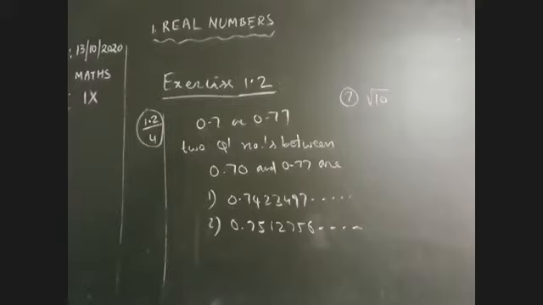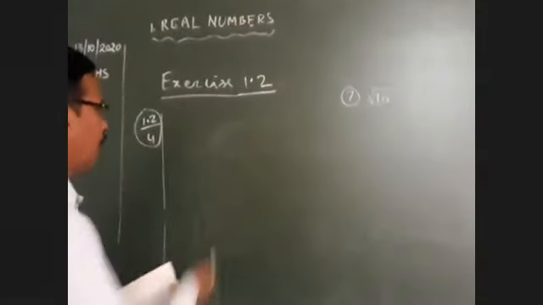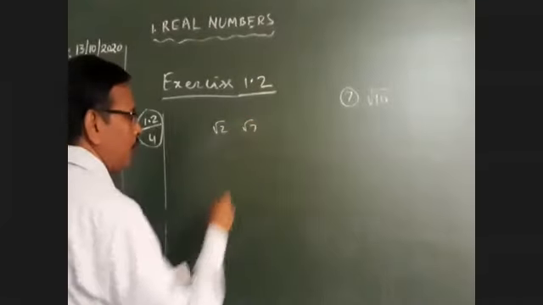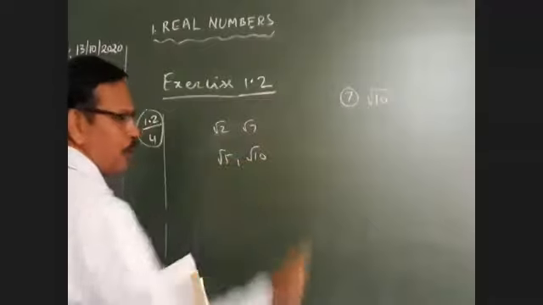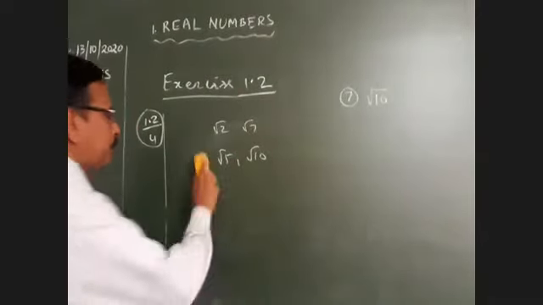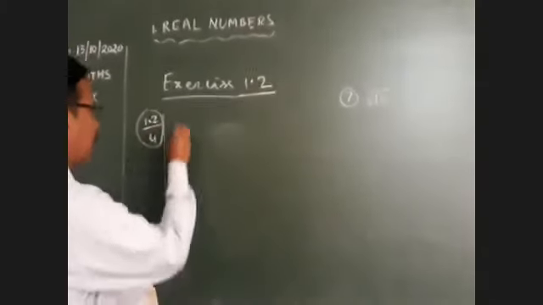Next sum, number 8. What we have to do: root 7 we have already done. I have given root 2 and root 7, how to find square roots. Here, root 5 and root 10 are given, and you follow the same method. Next question is number 8.